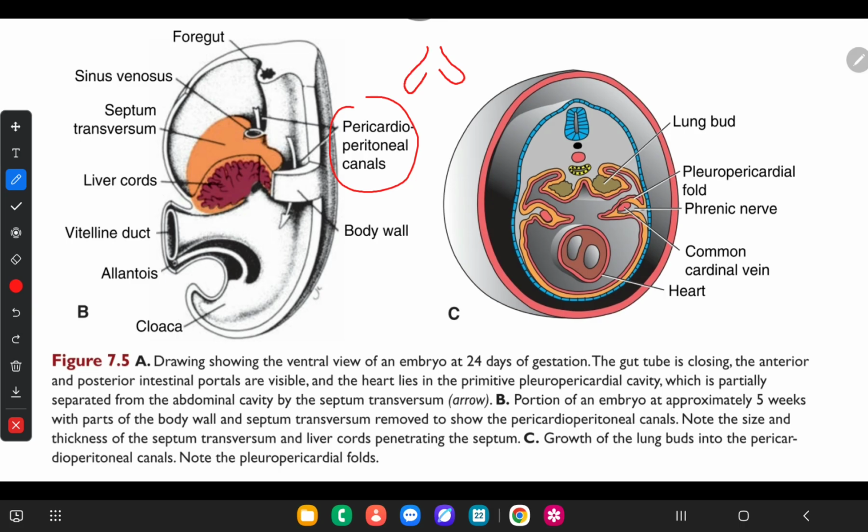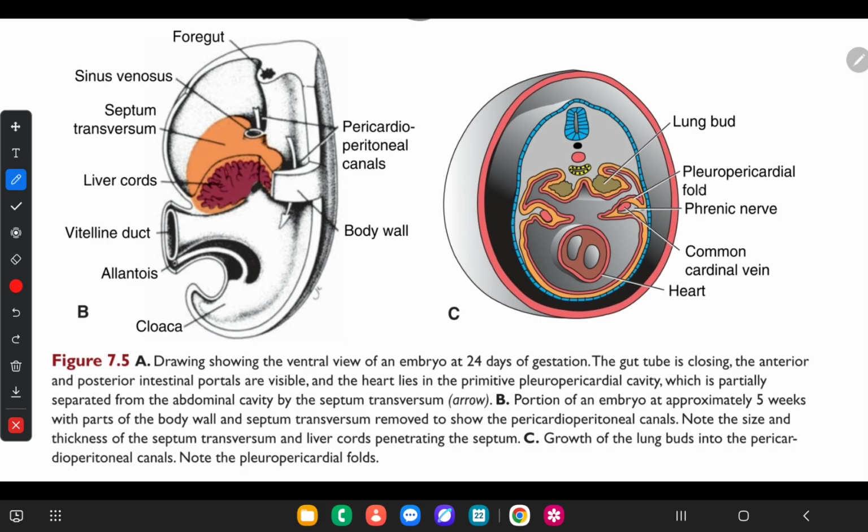As a result of the rapid growth of the lungs caudally and laterally, the space of the pericardioperitoneal canal becomes too small and the lungs begin to expand into the mesenchyme of the body wall dorsally, laterally and ventrally. Here in the second picture you can see the growth of the lung bud. Here is the pericardioperitoneal canal and you can see the growth of the lung buds here.